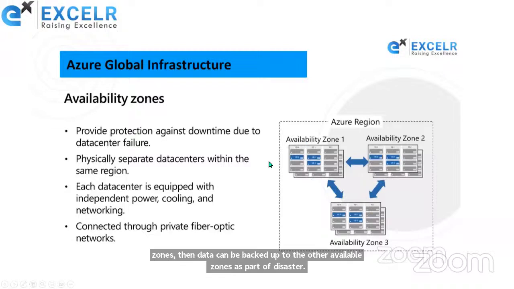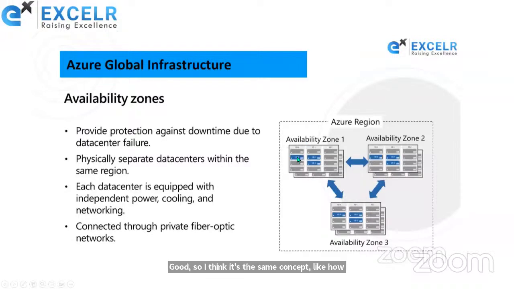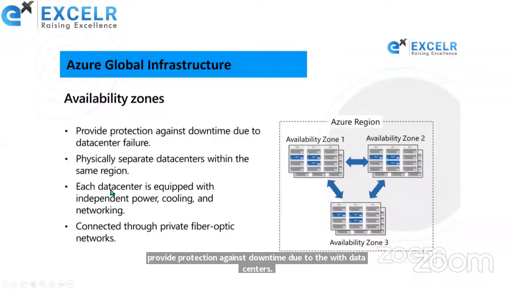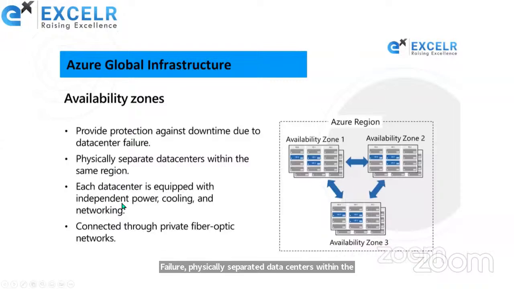Okay. So it's the same concept as what AWS has, right? Availability zone 1, zone 2, and zone 3. It provides protection against downtime due to data center failure. Physically separated data centers within the same region. Each data center is equipped with independent power, cooling, and networking. Each availability zone has separate equipment like power and cooling systems, networking equipment, and all the infrastructure equipment to manage. It is connected through private fiber optic networks with high-speed internet. Okay.